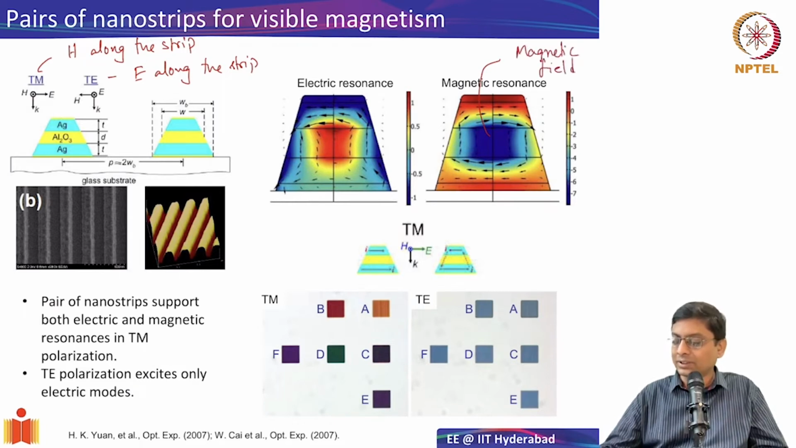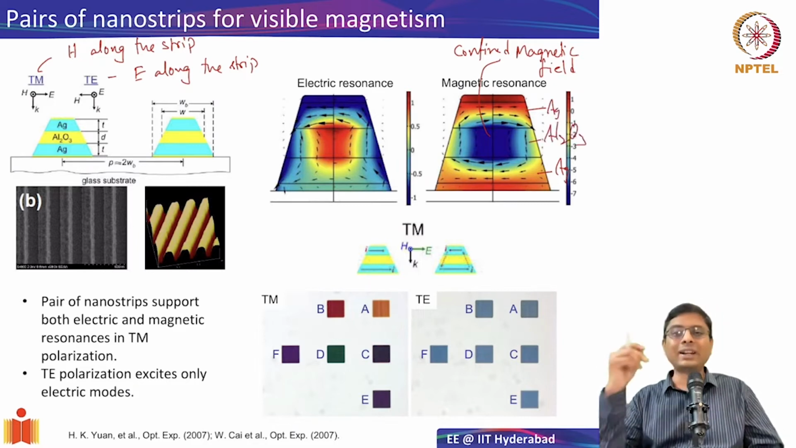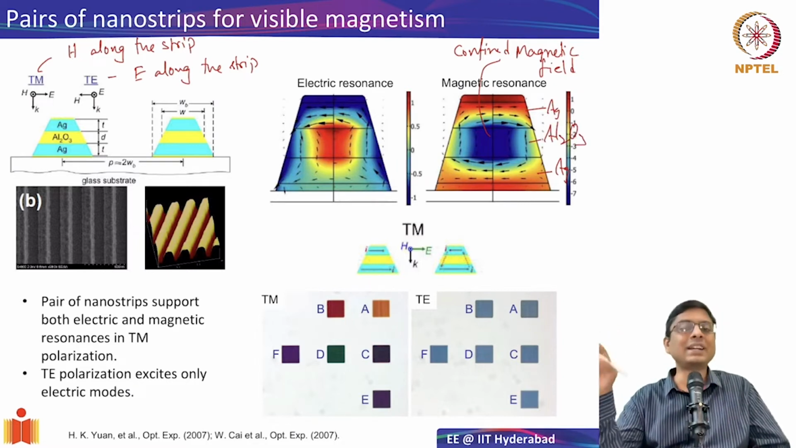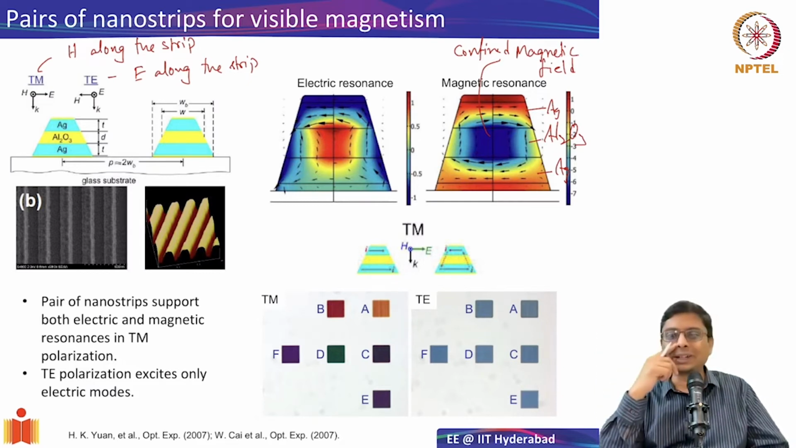I would say this is confined magnetic field. Between this is basically going to be my metal, Ag, this is Ag, and in between you have alumina. The reason alumina is chosen is that alumina has a slightly higher dielectric constant compared to silicon dioxide, so it will have much better confinement. That's why alumina is chosen.